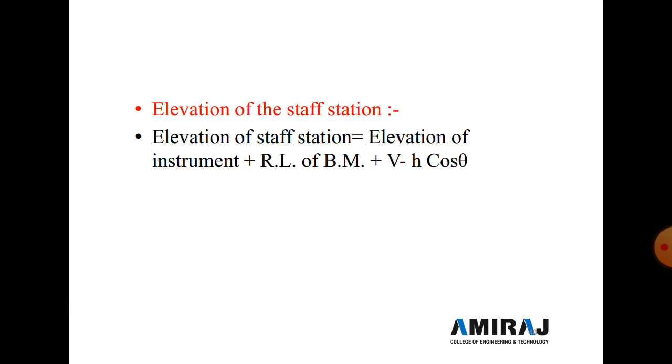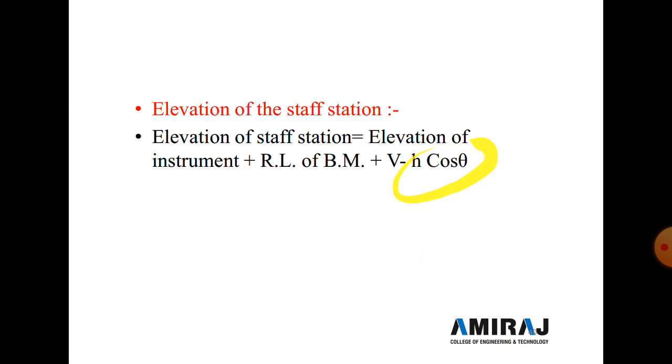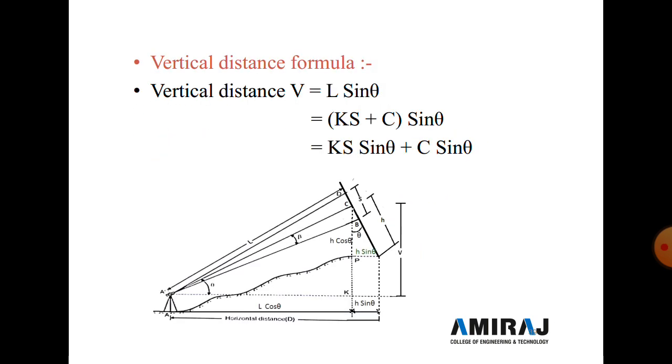Now the elevation of the staff station. The elevation of the staff station is the elevation of the instrument, meaning the RL of the benchmark plus the height of instrument, plus the vertical distance V minus h cos θ. So here this value is minus h cos θ. You already found this.